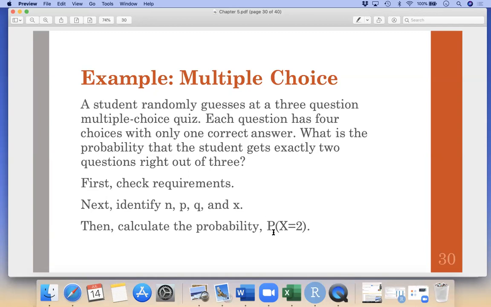Now finally you can calculate the probability of exactly two questions right out of three. So we can find this. Now I will show you how to do this using the binomial distribution formula.